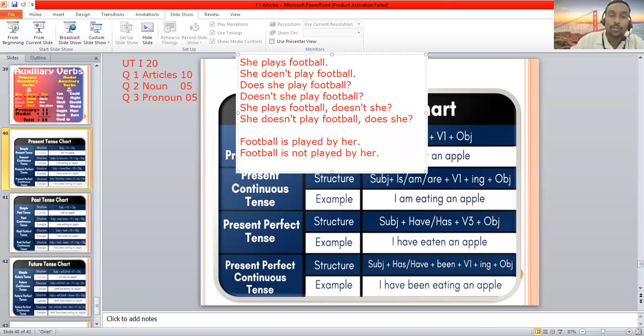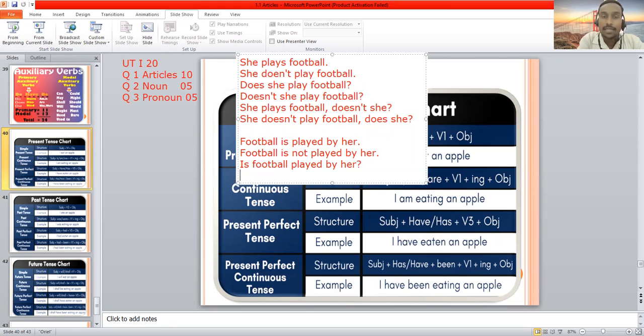Now we can make it interrogative. Football is played by her. How can we make it a question, a verbal question? It will begin with is. Yes, is football, then the main verb, played by her. So this is also in which tense? Simple present tense. Again, this question can be negative, like isn't. It will now become isn't football played by her. So this is also possible.